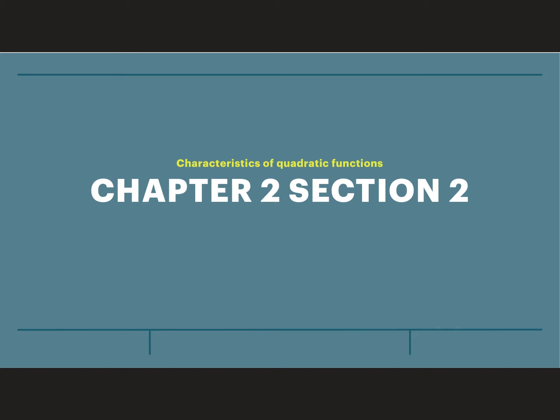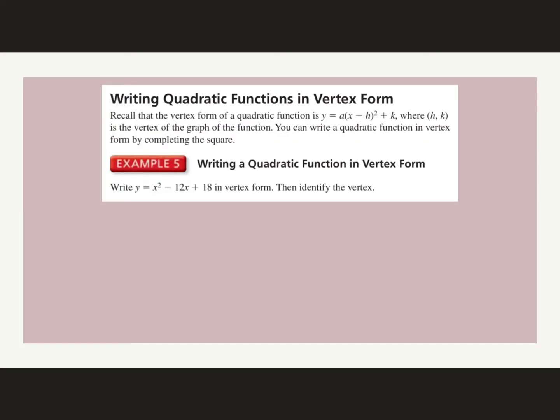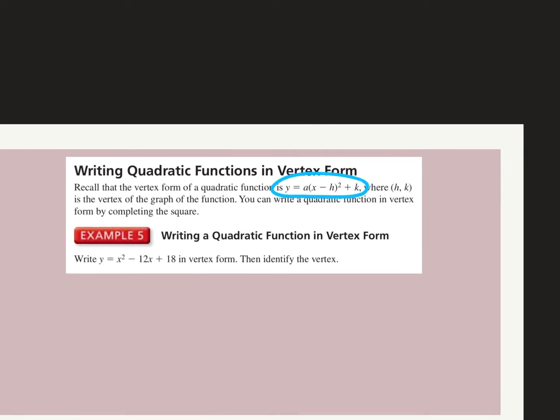2.2, we're going to learn about characteristics of quadratic functions. So it says recall that a vertex from a quadratic function, our vertex form is this. A vertex of a quadratic function is the point on the graph at either the very lowest or the very highest. So the vertex is that point. And that point is h comma k.